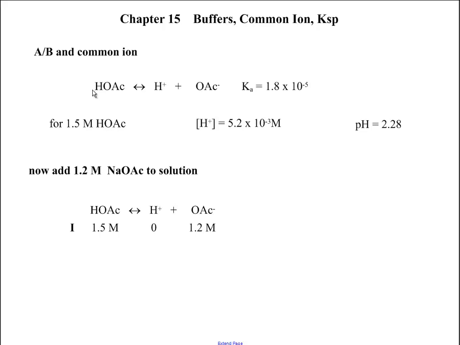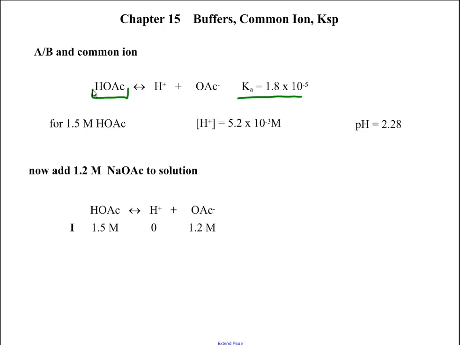We're going to start out by just reviewing acids and bases and what happens when we put in an ion that's common in the acid from another source. We're going to start out by looking at acetic acid. Remember, this is our way of abbreviating acetic acid, and it's going to dissociate and give us some hydrogen ions and some acetate ions. We're given the Ka of 1.8 times 10 to the negative 5.